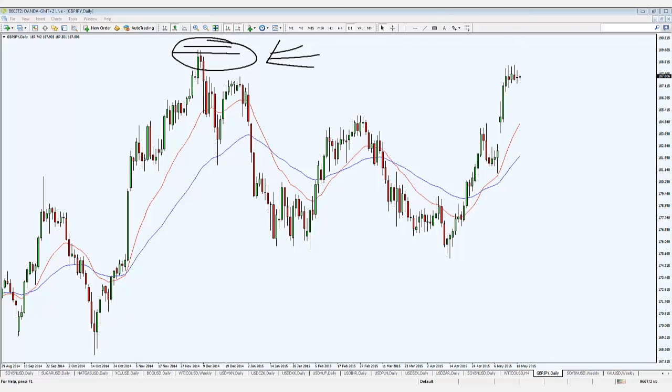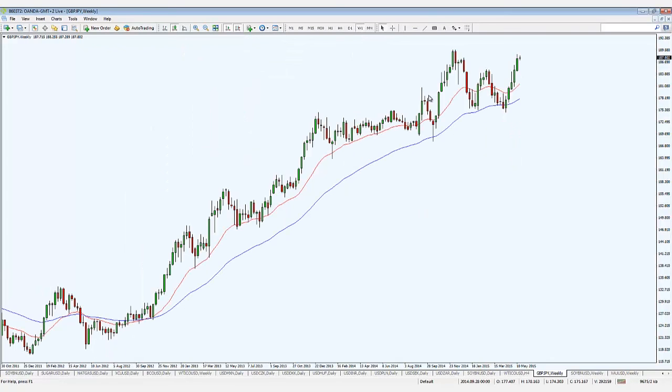But the only thing going for you is that on the weekly chart, price is definitely bullish and momentum is at your back as well. So up next, let's look at soybeans.